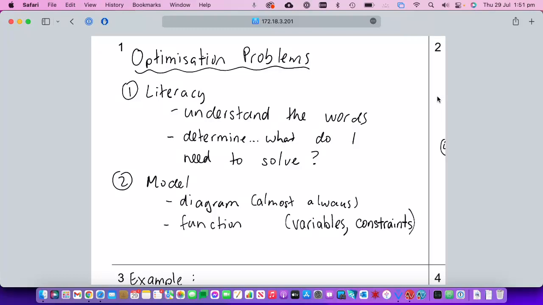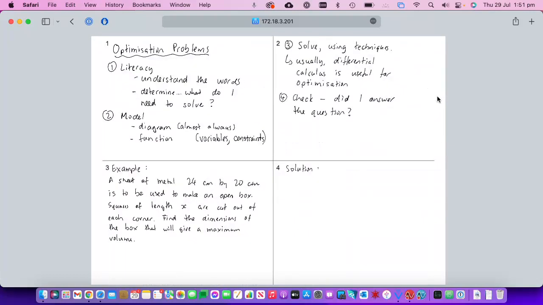Variables and constraints. I'm going to zoom out and you'll see the example, but I just want you to be able to see everything all at once at this point. So the third step is solve using techniques. It might be that you need to use null factor law. There's a whole bunch of techniques you probably have to use if it's a complex problem. For an optimization problem, however, it's almost always going to involve calculus.